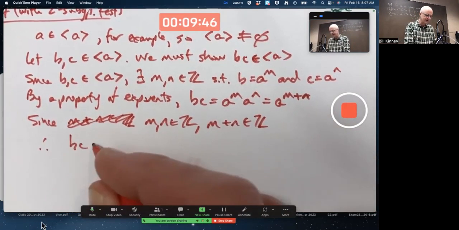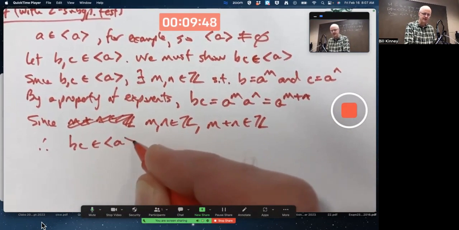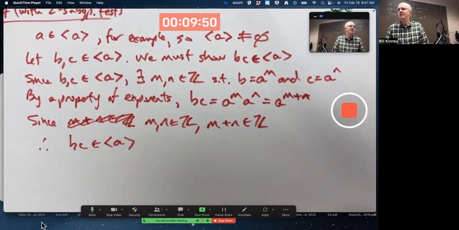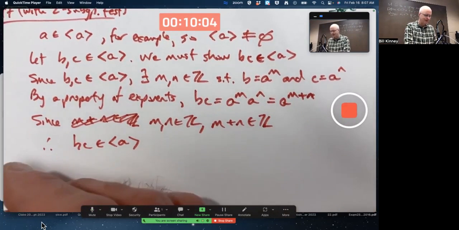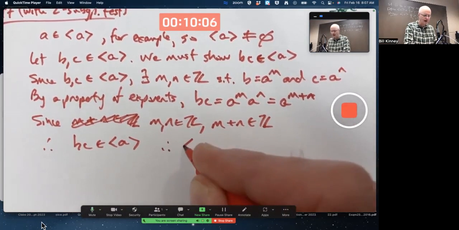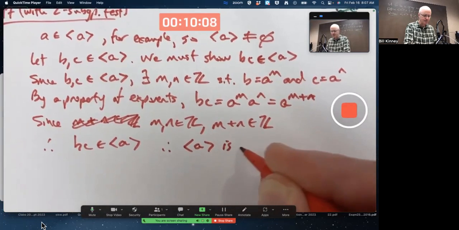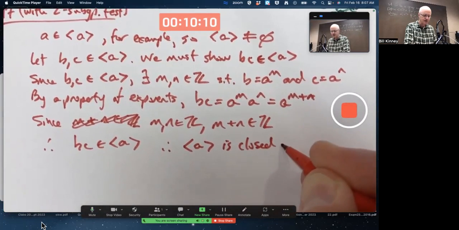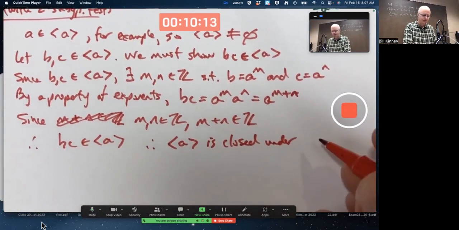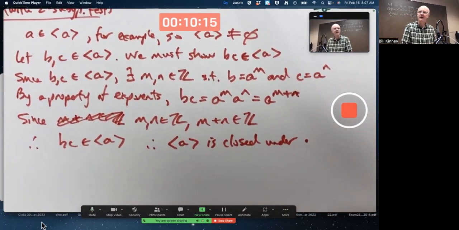Therefore, B times C is a power of A, so it's in the set, and the set is closed under multiplication. Maybe a little overboard, saying more than I needed to. You could probably get away with saying less and still get full credit here. So maybe go ahead and emphasize it's closed under multiplication. I'll put a dot there, but I could put the word multiplication.